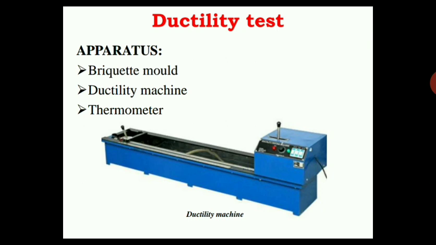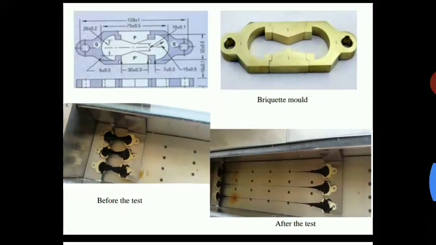Usually the ductility value of a bitumen binder is expressed as the distance in centimeters to which a standard briquette of bitumen can be stretched before the thread breaks. The test is conducted at a temperature of 27 plus or minus 0.5 degrees Celsius, and the rate of pull of the ductility machine will be 50 plus or minus 2.5 mm per minute. The concept of the ductility test is shown in this figure.